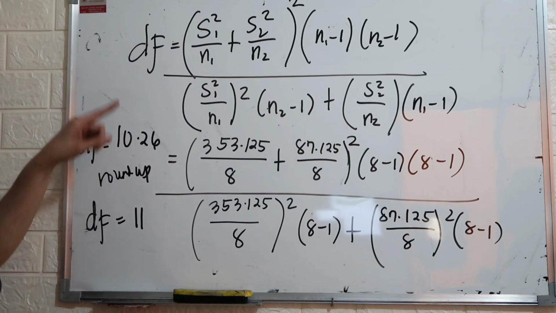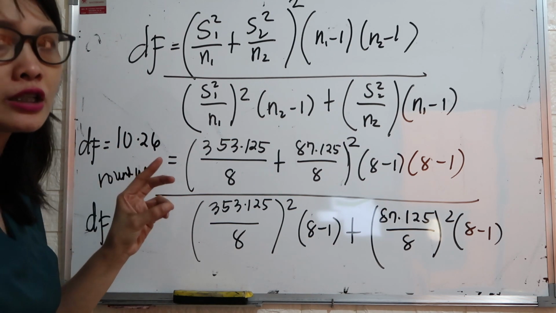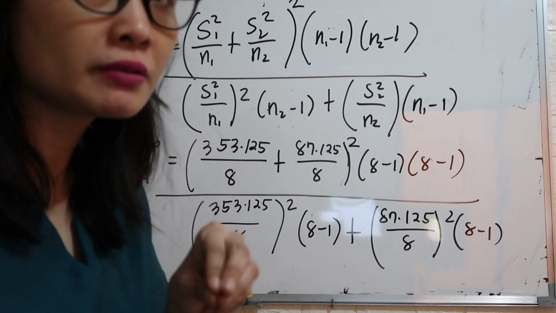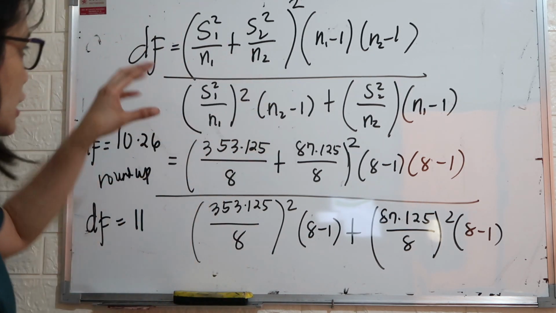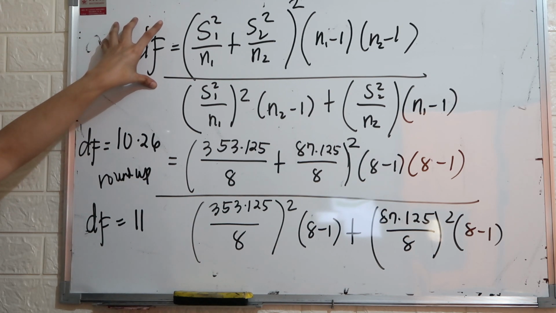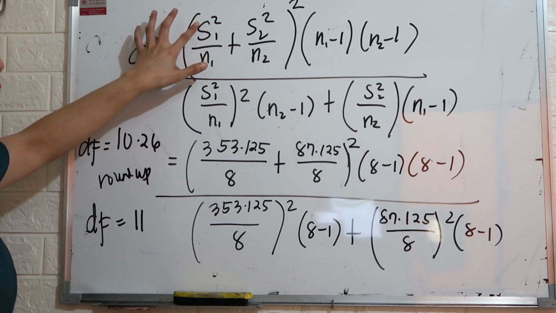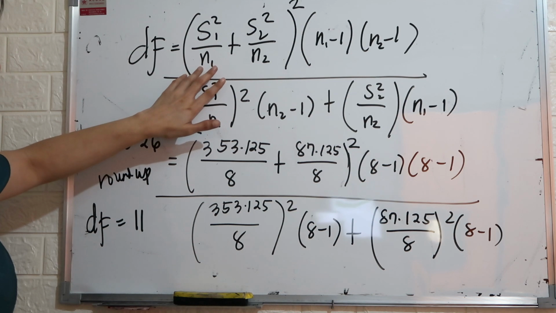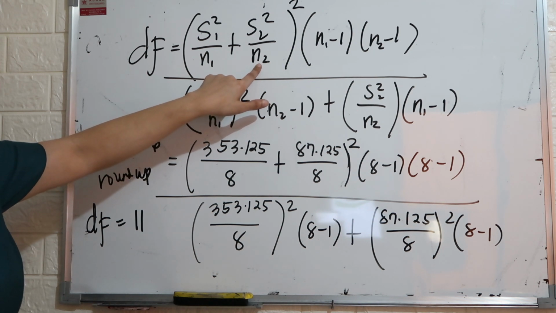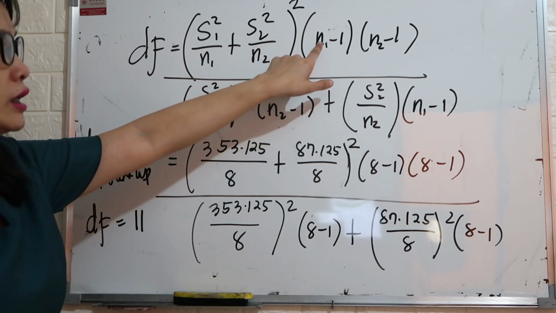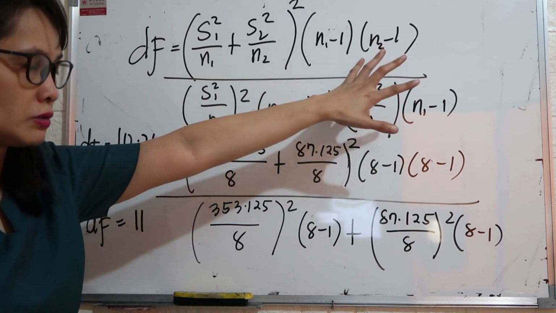To solve for DF, we will be using this formula only if the population variances are unknown but assumed unequal. To solve for the degree of freedom, the first variance of the sample divided by the first sample size plus the second variance of the sample divided by the second sample size, multiplied by the first sample size minus 1 multiplied by the second sample size minus 1.